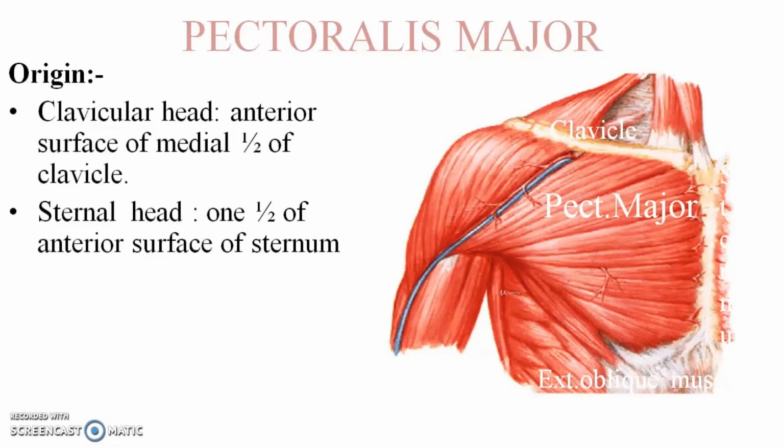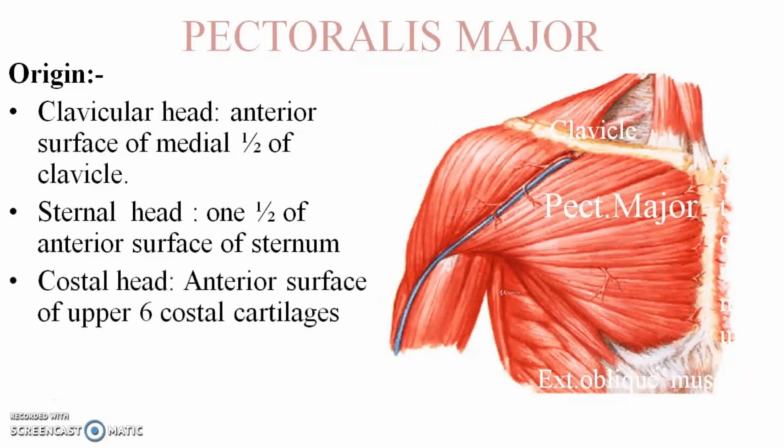So we have seen two origins, that is from the clavicle and from the sternum. From the clavicle it is from the medial half of the clavicle's anterior surface, and from the sternum it is from one half of the sternum's anterior surface. Then we will be having some fibers arising from ribs also. So the anterior surface of the upper 6 costal cartilages also gives origin for this particular muscle. So these three origins you have to keep in your mind.